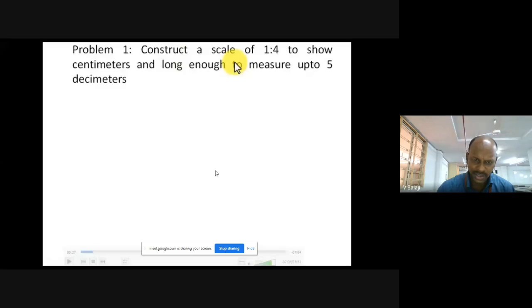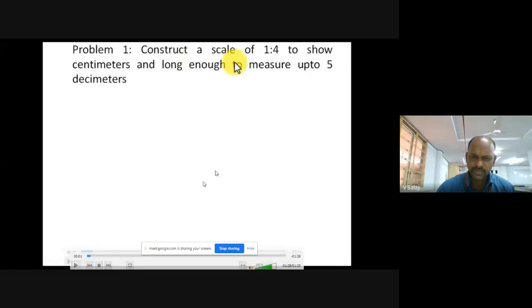Now see, what we are going to do is construct a scale. We are designing a scale. With the help of that scale, we can measure up to 5 decimeters. You can measure 4 decimeters 7 centimeters, or 3 decimeters 7 centimeters, like that. Any value within the range of 5 decimeters you can measure.